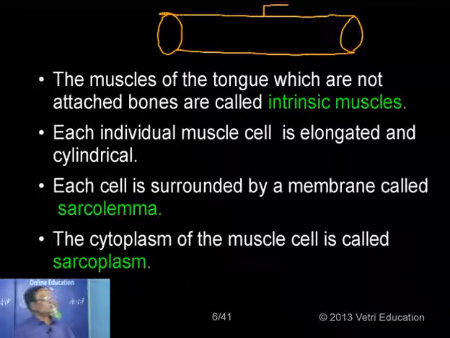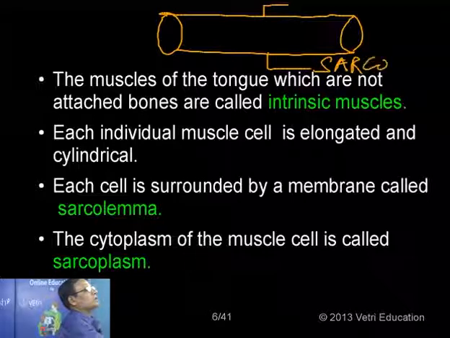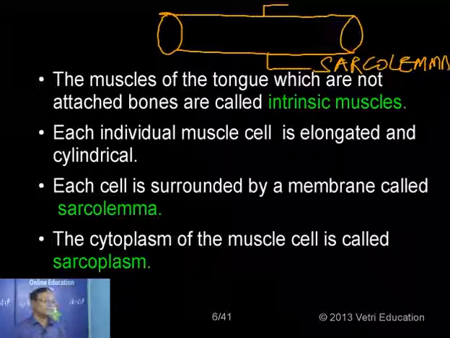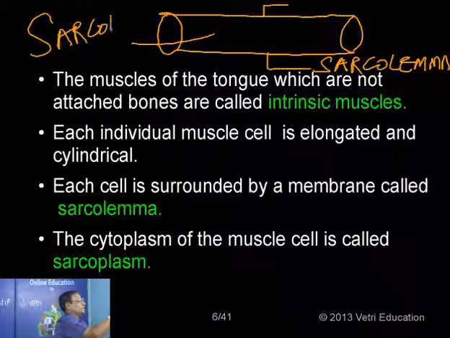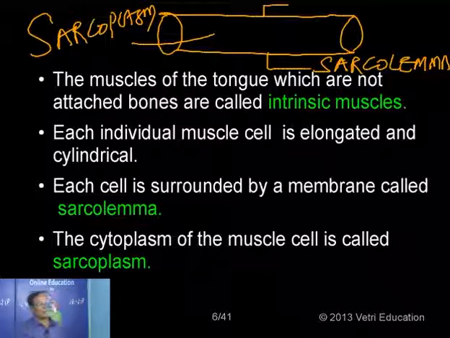Now, each individual muscle fiber is an elongated cell, cylindrical in shape, but never branched, having an outer membrane, which we call the sarcolemma. This is the outer membrane, nothing but a plasma membrane, a normal cell membrane. Then the cytoplasm is called the sarcoplasm. So each individual muscle cell is an elongated fiber having an outer membrane, as in a normal cell, called the sarcolemma, containing a cytoplasm, the sarcoplasm.